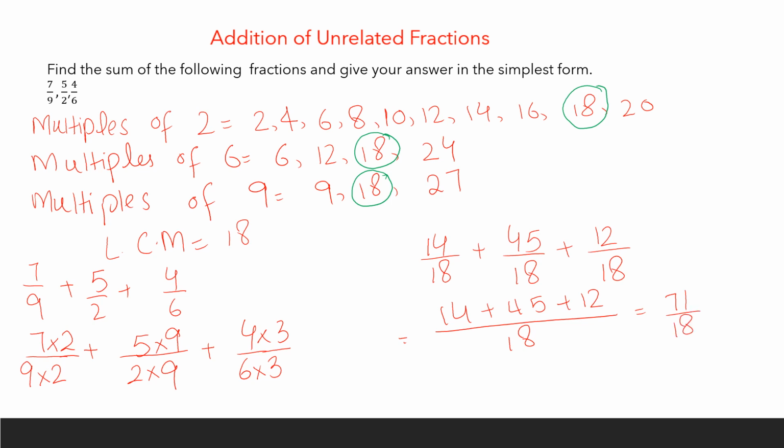So we need to write it in the simplest form. I'm going to divide 71 by 18, so we need the table of 18. 18 times 1 is 18, 18 times 2 is 36, 18 times 3 is 54, and 18 times 4 is 72. So 72 is greater than 71, and I will go with 18 times 3, which is equal to 54. We need to subtract 54 from 71, so I will be left with 17. So our fraction in the simplest form will be 3 whole 17 by 18.